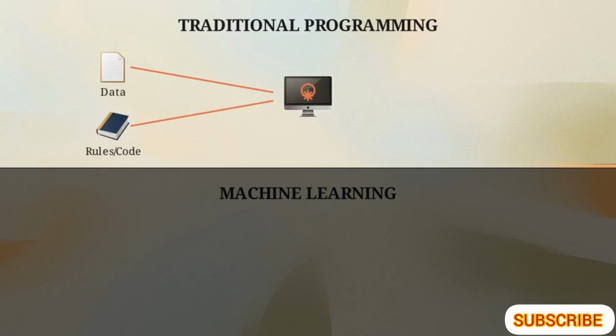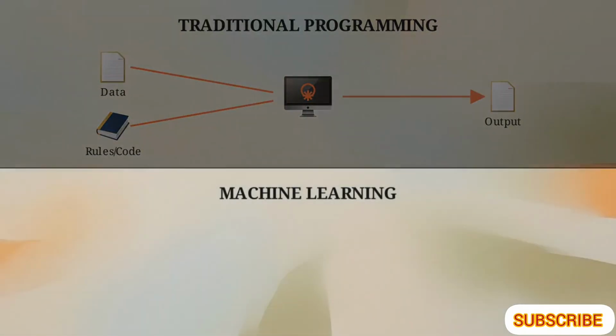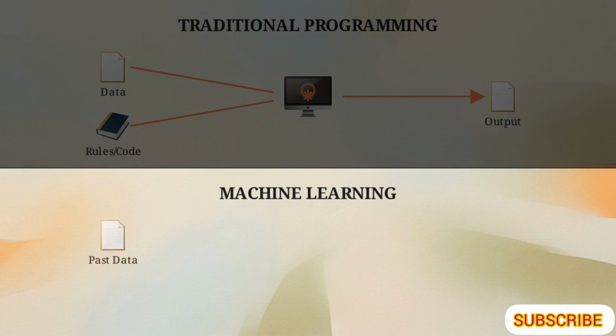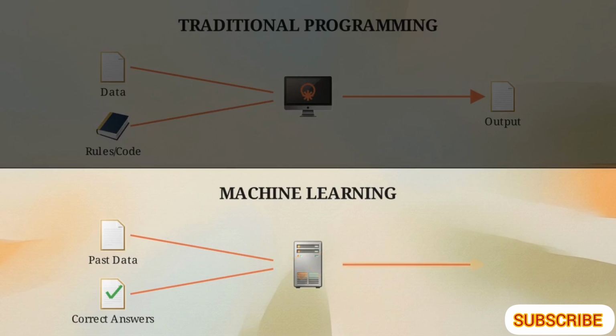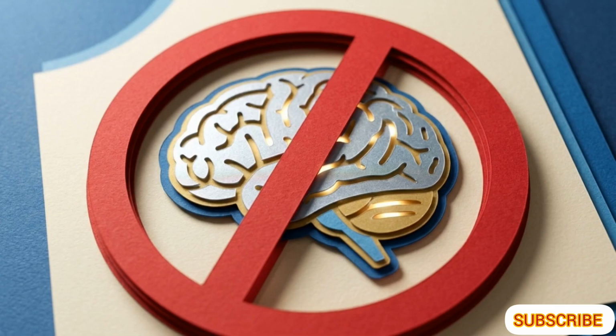You can see the difference clearly in this diagram. In the top half, traditional computer programming requires a human to write strict, step-by-step rules, which the computer follows to give an output. But look at the bottom half. In machine learning, we give the computer the past data and the correct answers, and the computer figures out the rules all by itself. There's no sci-fi magic happening here.